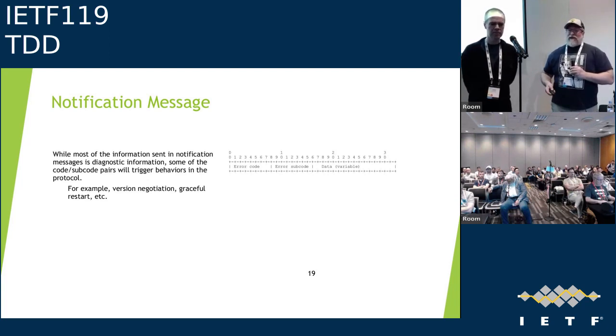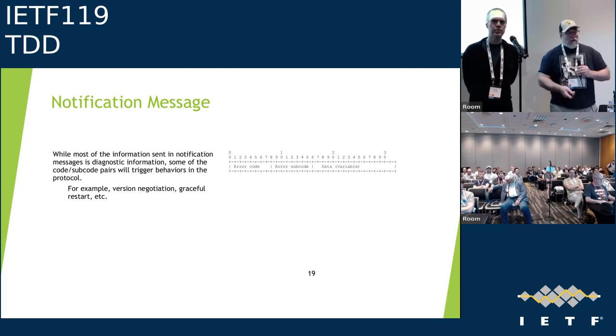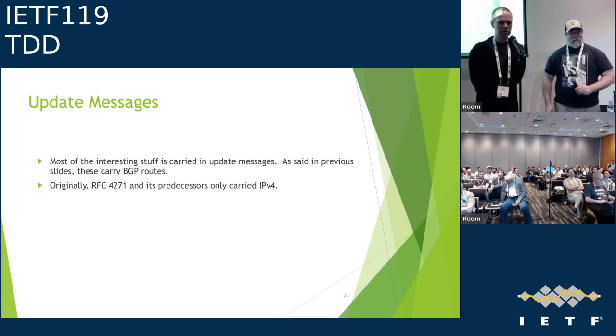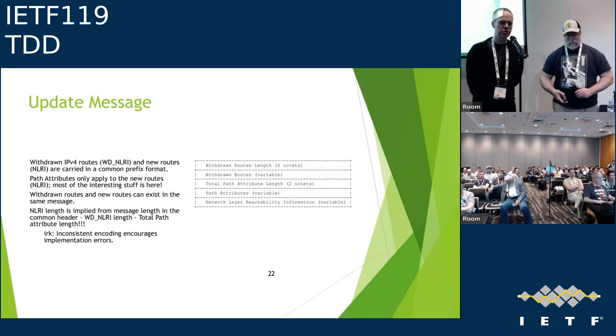There's a small subset of things like graceful restart and other things that do actually care about this, and things like version negotiation. For as much good as that's done us, BGP's version 4 stayed that way for a very long time. Right, so as mentioned earlier, all the good stuff is really inside the updates. RFC 4271 itself only carries IPv4, so we will cover that first and come to the extensibility parts in a minute.